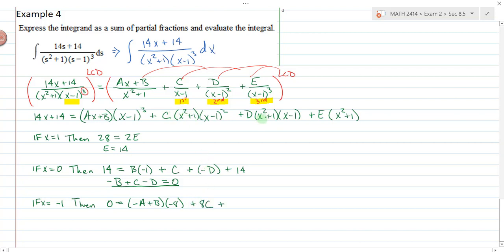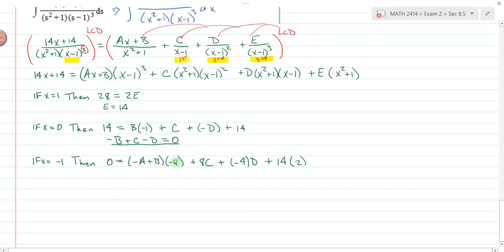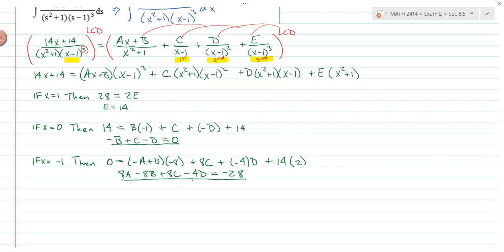Negative 1 squared is 1 plus 1 is 2. Negative 1 minus 1 is negative 2. 2 times negative 2 is negative 4d. And then e we said is 14. And negative 1 squared is 1 plus 1 is 2. So that's negative 14 times 2. And I'm going to distribute this 8 across. So that's going to give me a positive 8a minus 8b plus 8c minus 4d equals negative 28. This is not a difficult process, but it is a tedious process.